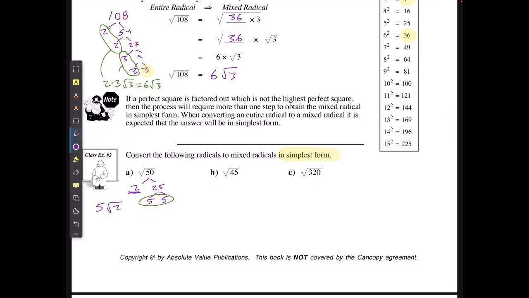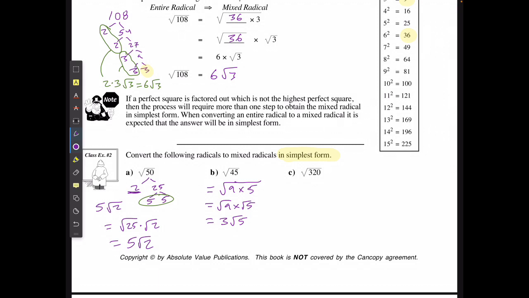If you want to show it to me the other way, you could say that the square root of 50 is equal to the square root of 25, which is the only perfect square I can divide out of there, times the square root of 2, and that's going to give me 5 root 2. Either of these methods is acceptable. If I'm doing B, then I could say that for 45, the only perfect square I can divide out of there is 9, and I'm left with 5. So the square root of 9 times the square root of 5, and that's going to give me 3 root 5.